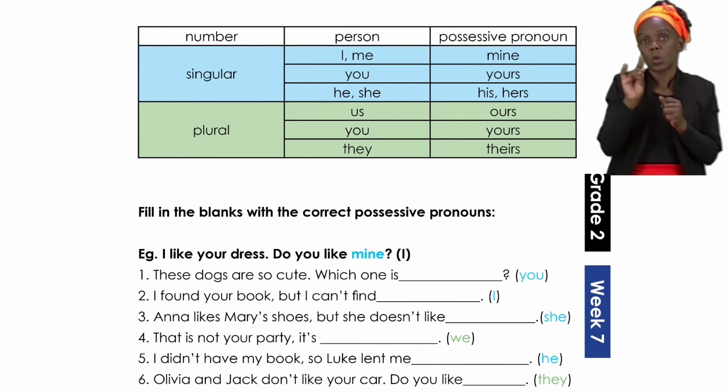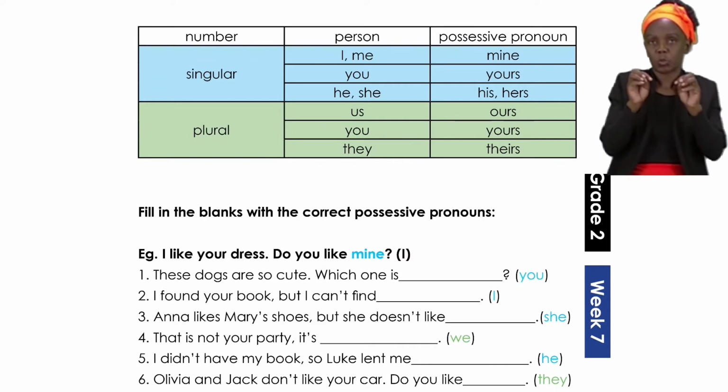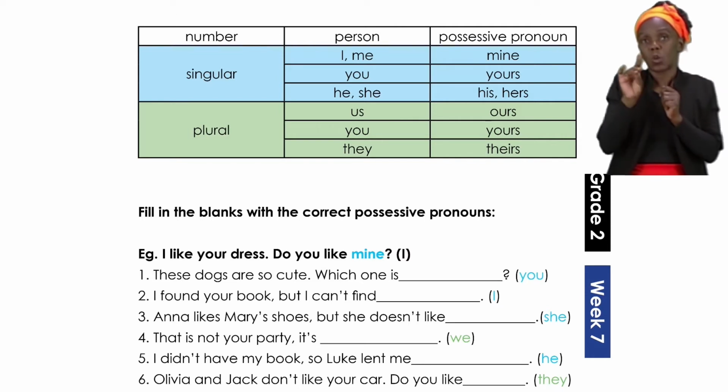These dogs are so cute. Which one is dash? Let's read it again. These dogs are so cute. Which one is dash? Now they have given you a clue in the brackets, and they have given you the word you, but not the plural you. As you can see, that you is in blue, which means it is a singular you.